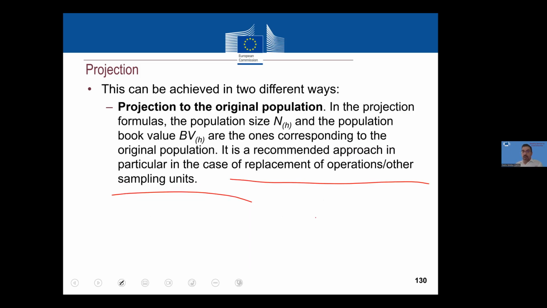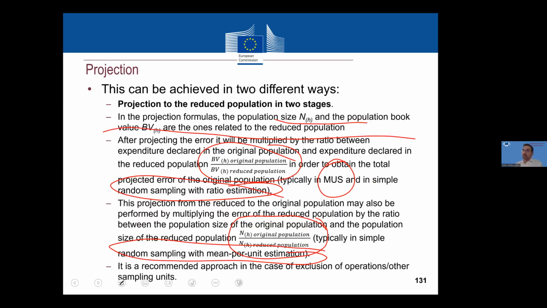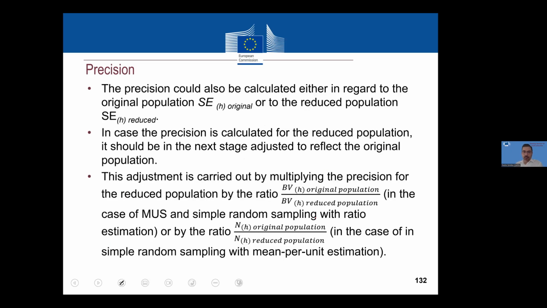So in one way or the other, you can check that we are projecting the errors to the whole expenditure of the population, avoiding falling into this trap, which is that because it's forbidden to audit some operations, we would just be projecting the errors to the reduced population.